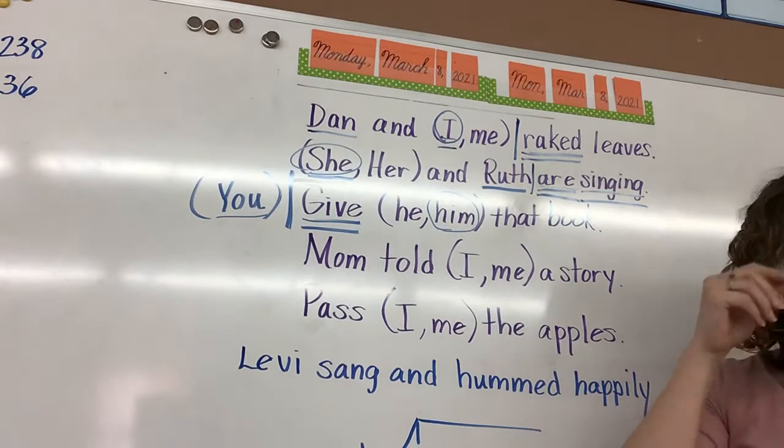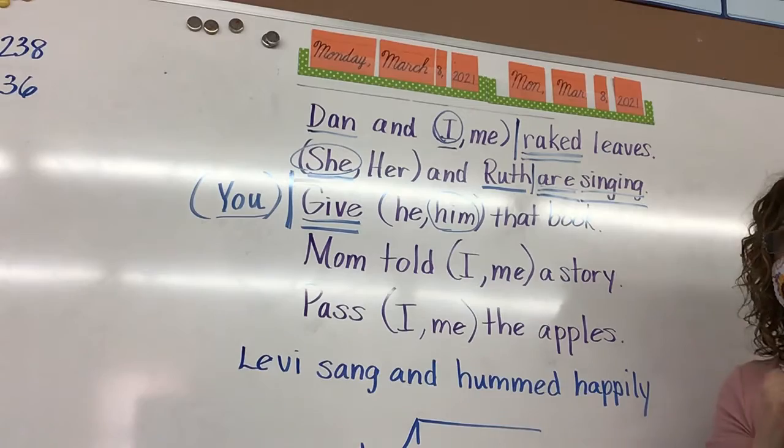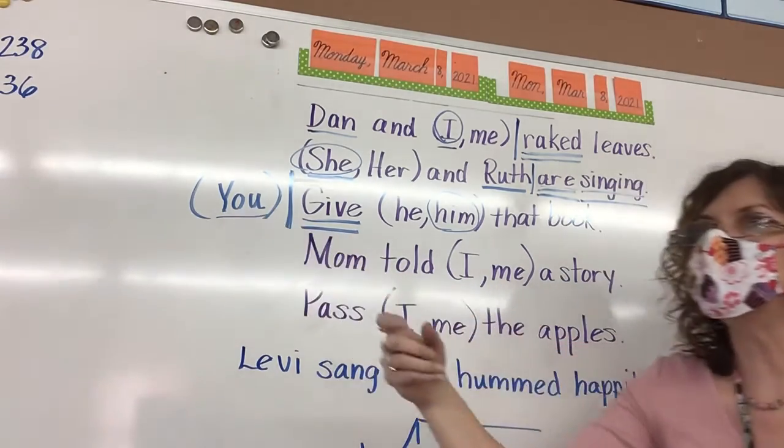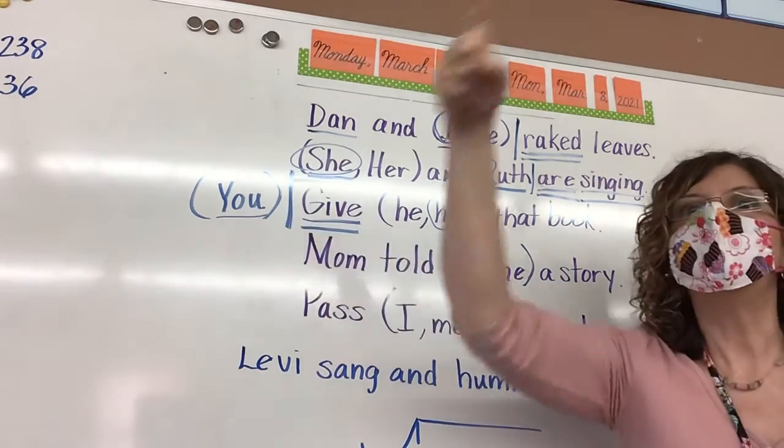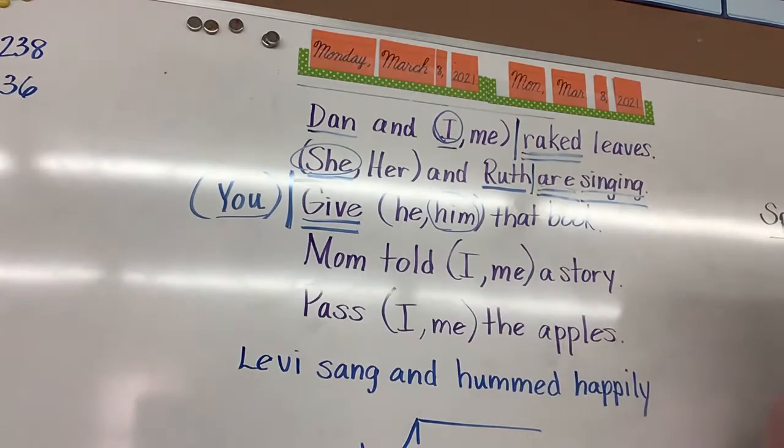Now, do I need to underline him? No, because it's not our subject. You understood is the subject. Who's doing the giving? You are doing the giving. I'm telling you to give him that book. You don't underline this, you just circle it.